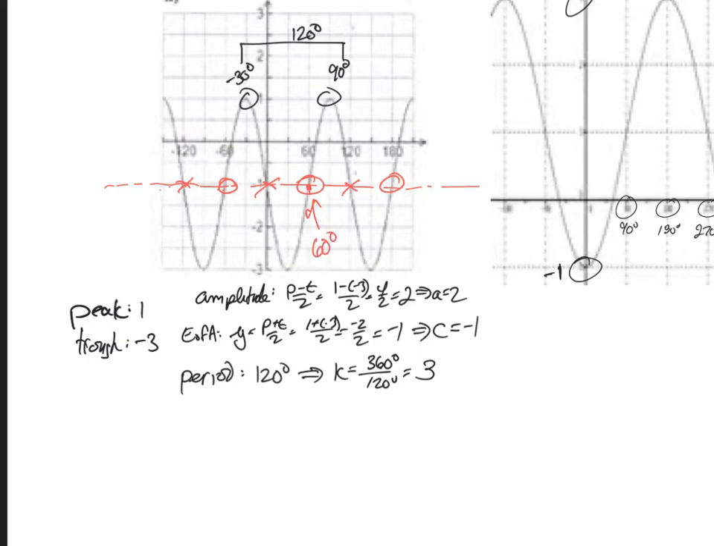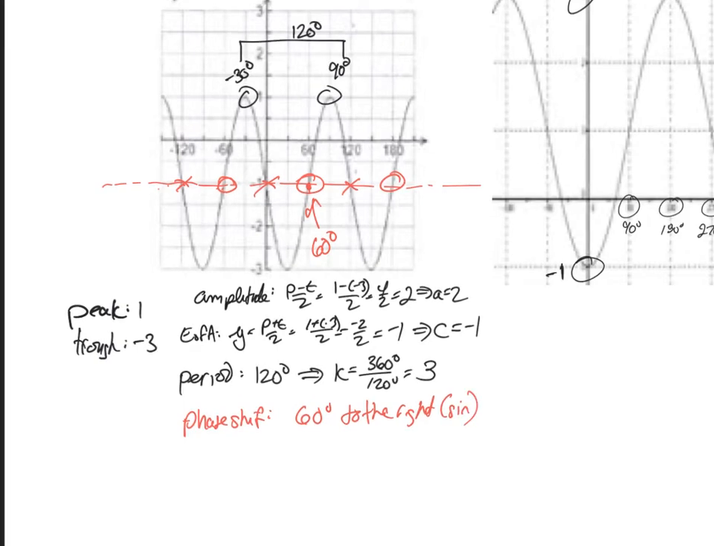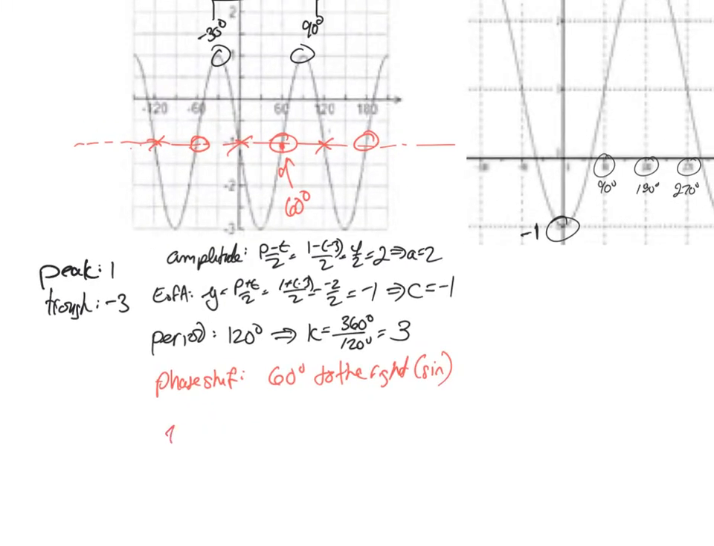So here the phase shift is 60 degrees to the right. But I'm going to write in here, this is only for sine. Okay, so what's our equation for sine? That's going to be y is equal to, well, my a value is 2 times the sine. My k value is 3. And I know we're going to have a phase shift, so it's going to be minus 60 degrees. And then minus 1. That's my c value.